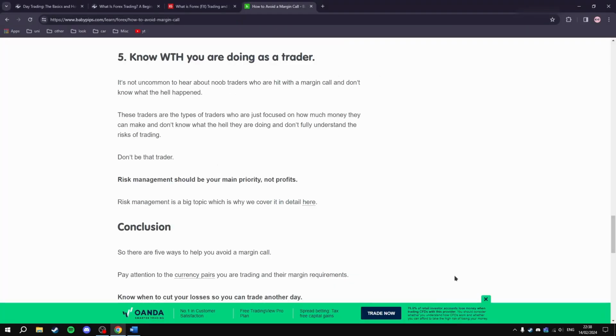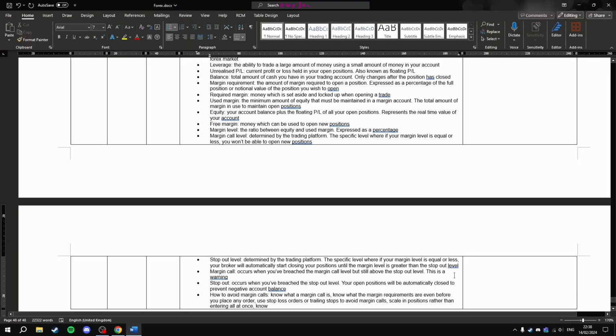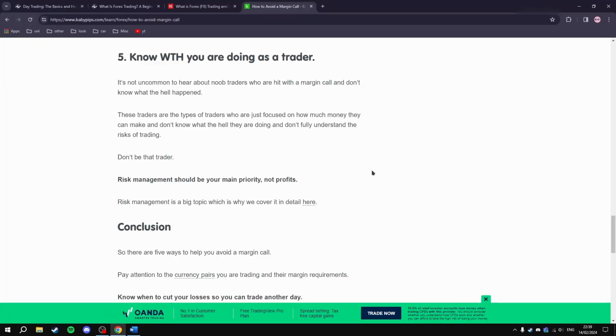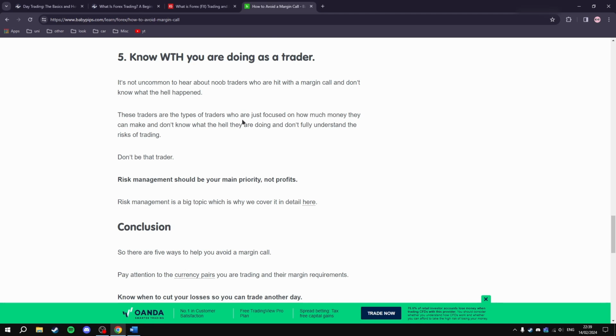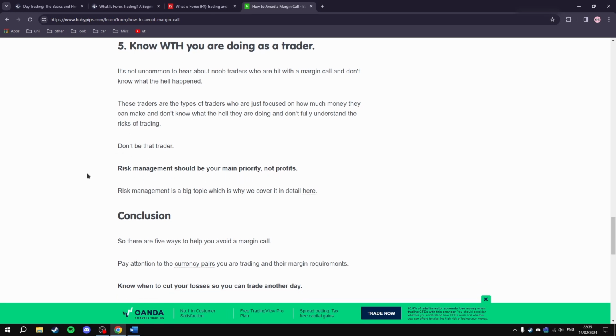Know what you're doing as a trader. It's not uncommon to hear about noob traders who are hit with a margin call and don't know what the hell happened. These traders are the types who are just focused on how much money they can make and don't know what they're doing and don't fully understand the risks of trading. Don't be that trader. Risk management should be your main priority, not profits.